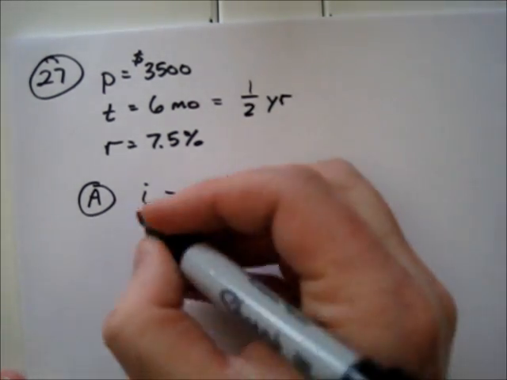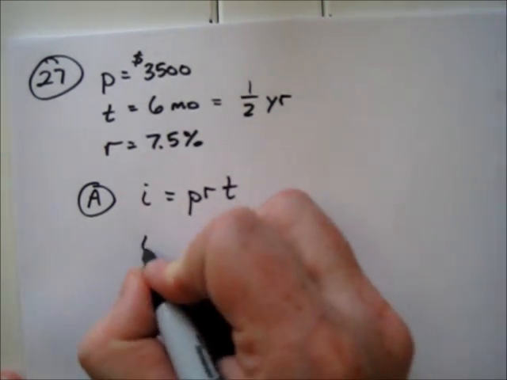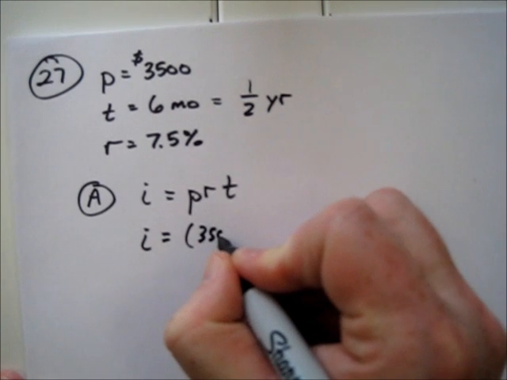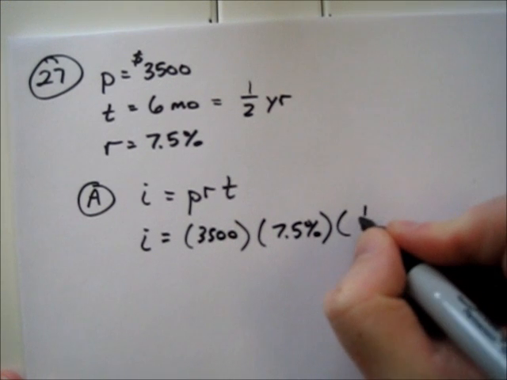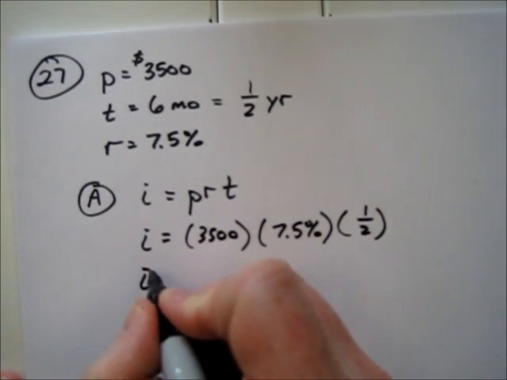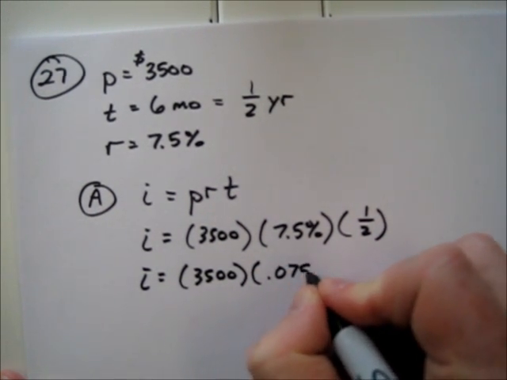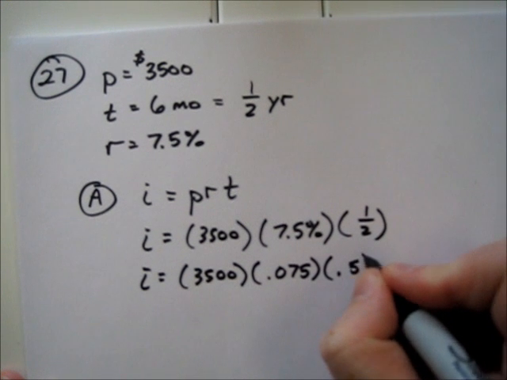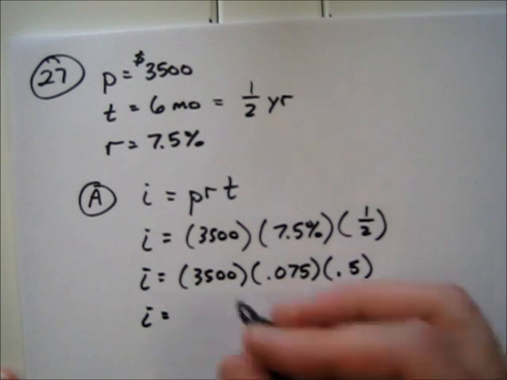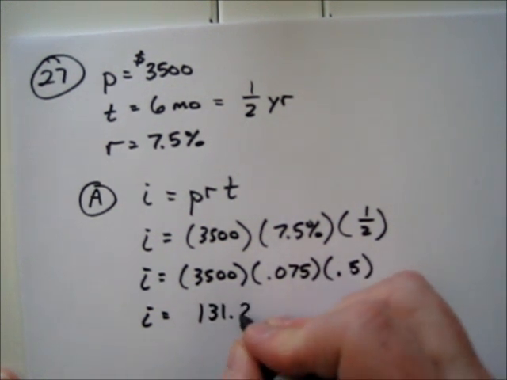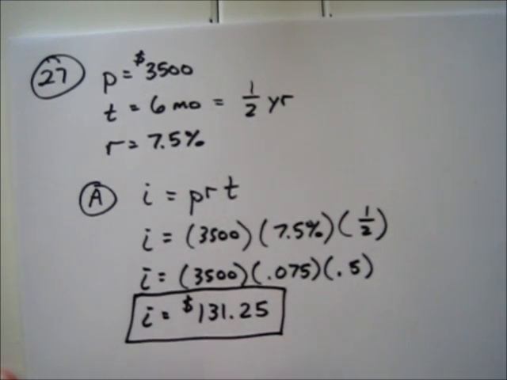And so now I can plug the numbers into the formula to answer the question for part A, which is how much did Kelly pay for the use of the money? I equals 3,500 times 7.5% times 1/2. Putting this into the calculator, you're probably going ahead and changing 7.5% to 0.075 and 1/2 maybe to 0.5, and then it's easier to put in the calculator. Type all that in and you will find out that the interest is $131.25. And that's the answer to part A.